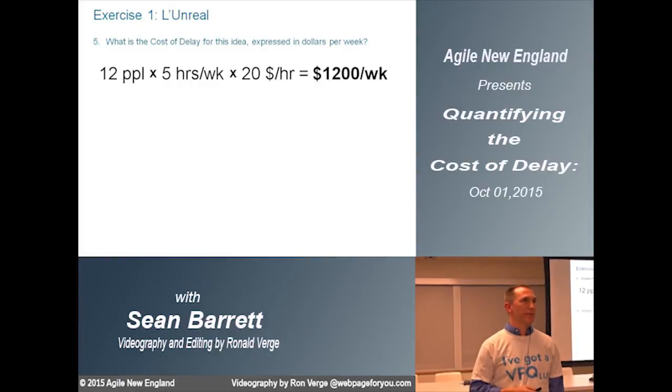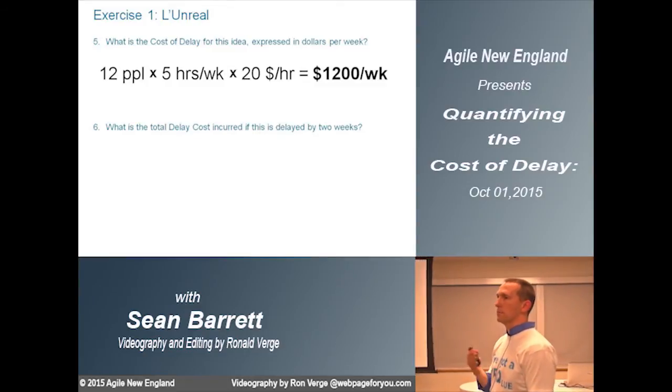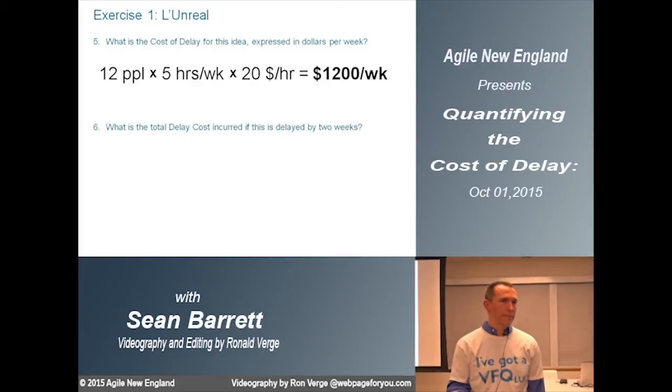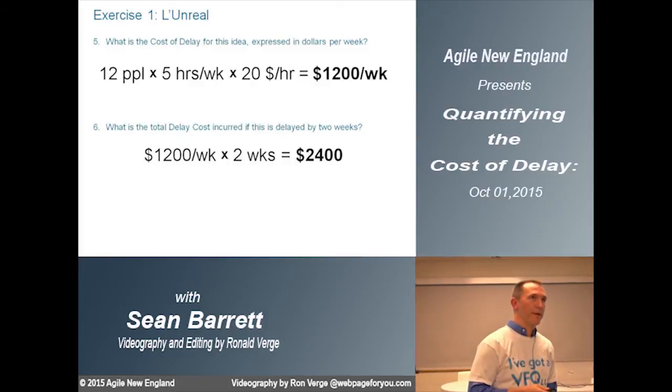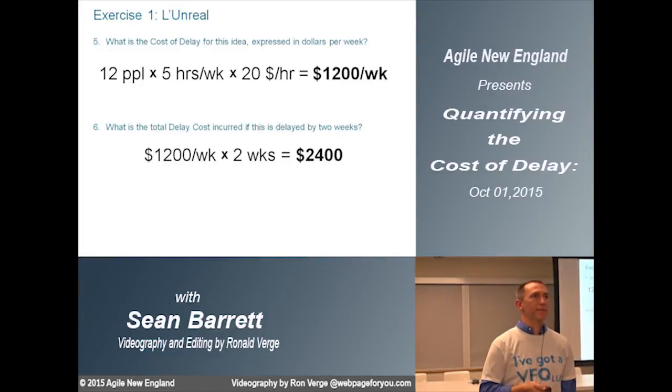All right, number 6. What is the total delay cost incurred if this is delayed by 2 weeks? So our run rate is $1,200 a week. We wait 2 weeks. $2,400. That's right. So very simple math for the math portion of this.